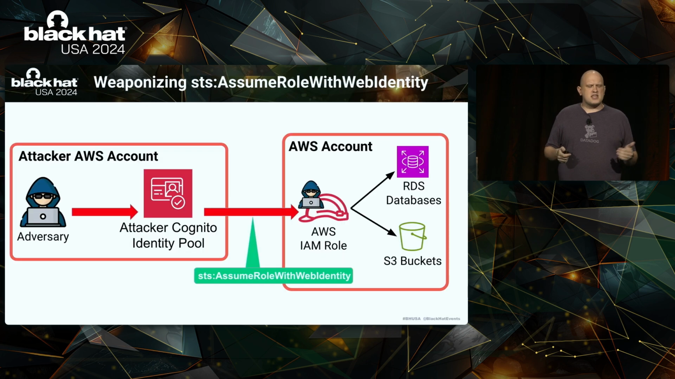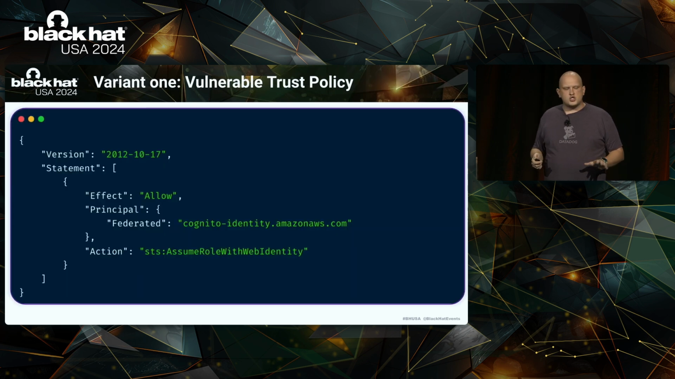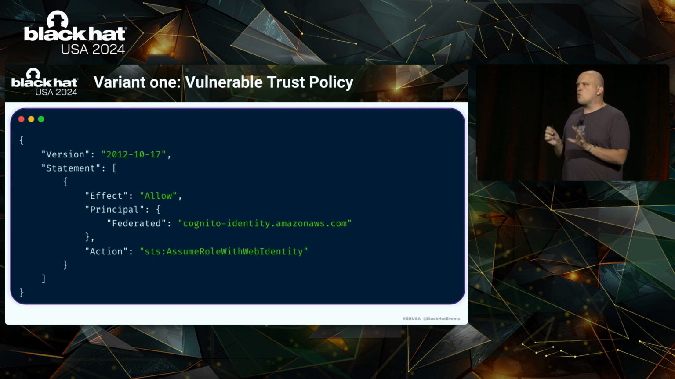The specific way that they would do it is by creating their own Cognito identity pool in their own attacker-controlled account. By authenticating it, or by interacting with that, they could get that token and pass that into the assume role with web identity call. So for our purposes today, we will refer to this as the variant 1 vulnerable policy, a policy that trusts Cognito service but doesn't limit which specific identity pool is permitted to assume it.